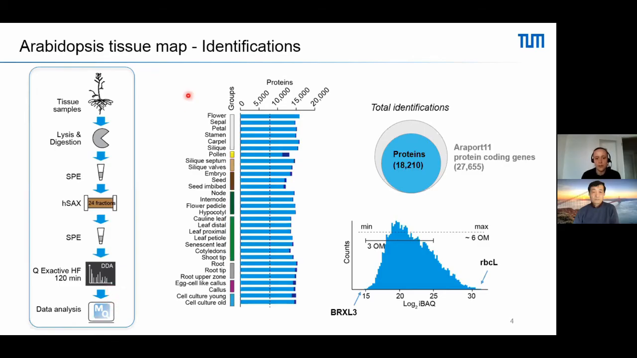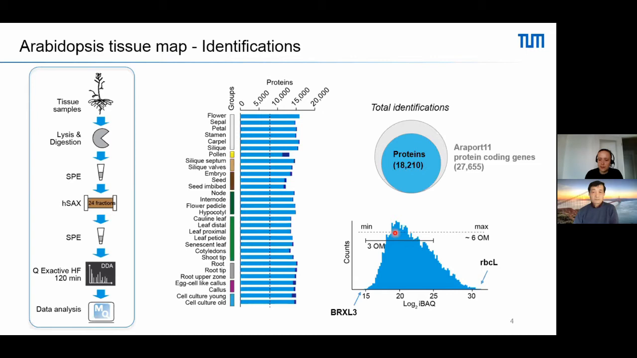Here in the middle, you can see a bar chart with the number of proteins that were identified for each of the tissues. Overall, we identified more than 12,000 proteins for each tissue, and combined together, this adds up to 8,210 individual proteins that were identified, which is about 65% of the annotated protein-coding genes in Arabidopsis.